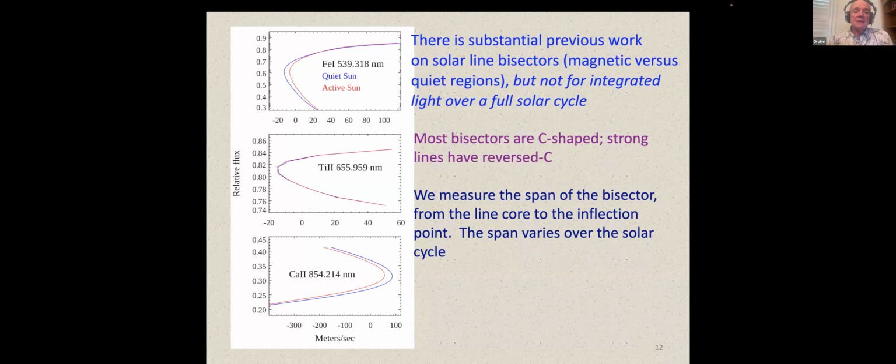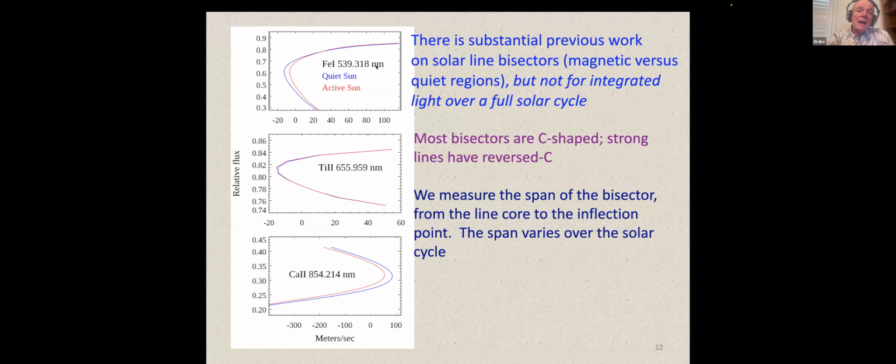And you can see that in the case of this line on the top, this iron line at 539.318, it's my favorite line in the solar spectrum, but I guess I'm the only one that really likes it. But you can see its bisector has a C shape.